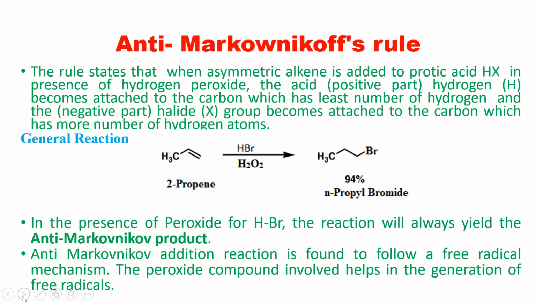The peroxide compound involved helps in the generation of a free radical. In the halogenation of alkenes, we have seen that homolysis takes place, and that homolysis causes free radical formation. The same thing happens here. H2O2, that is hydrogen peroxide, causes homolysis, and that continues further and forms a free radical in the whole reaction, and that is why we get n-propyl bromide instead of isopropyl bromide as per the Markovnikov rule.